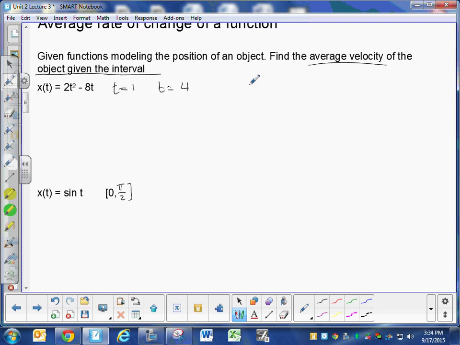Average velocity, it's important to connect all these things together. I'm trying to find my average velocity. Well, that's just going to be equal to the average rate of change of my position, which is just equal to the slope of my position function. All right, you guys calculate the average velocity of the object whose position is given by that function.